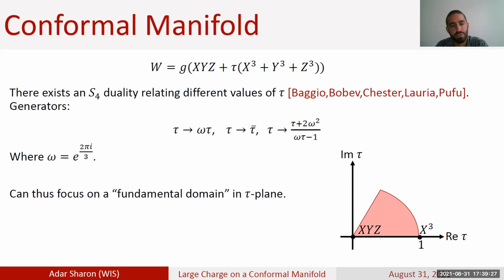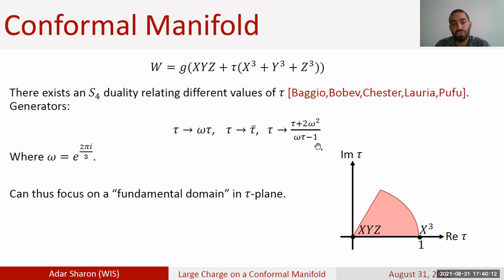This model was studied in excruciating detail in this paper by Baggio et al. And in particular, these guys found a duality relating different points on the conformal manifold. There's a very simple duality that you find by just redefining your fields. So you take X, Y, and Z to be some linear combinations of X, Y, and Z. Plugging these back into the superpotential, you can find that for specific linear combinations, you end up with exactly the same superpotential, but with the parameters changed. So g and tau can change even though you end up with the same superpotential. And in particular, you can change tau to be these values, for example.